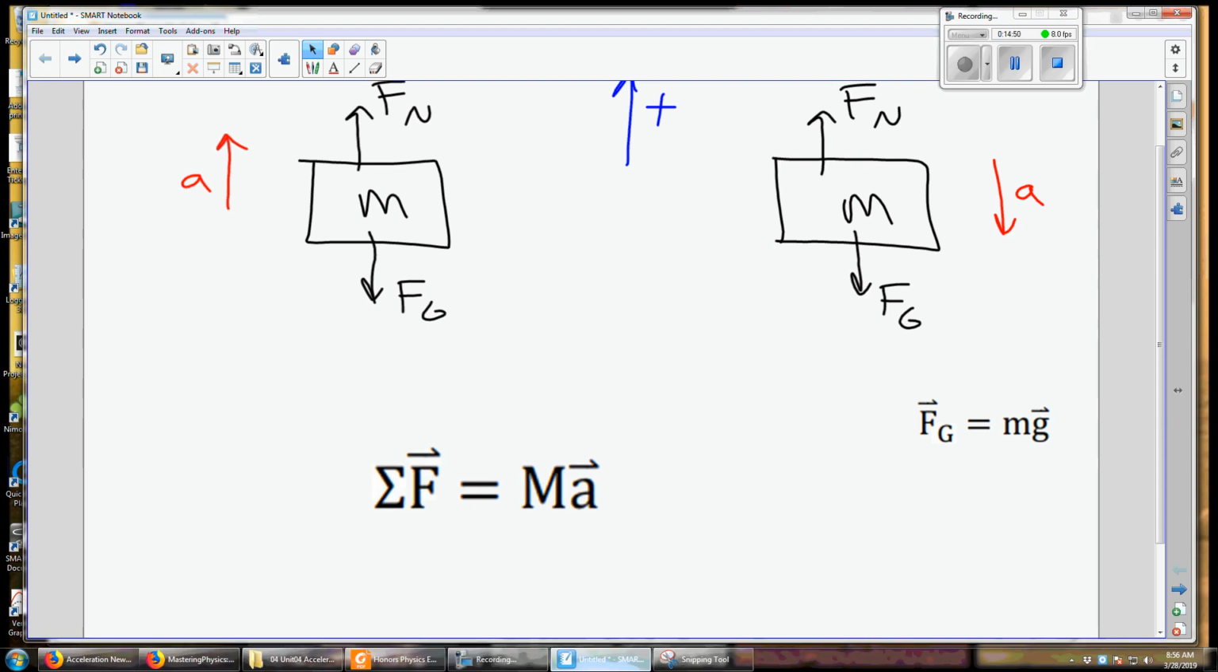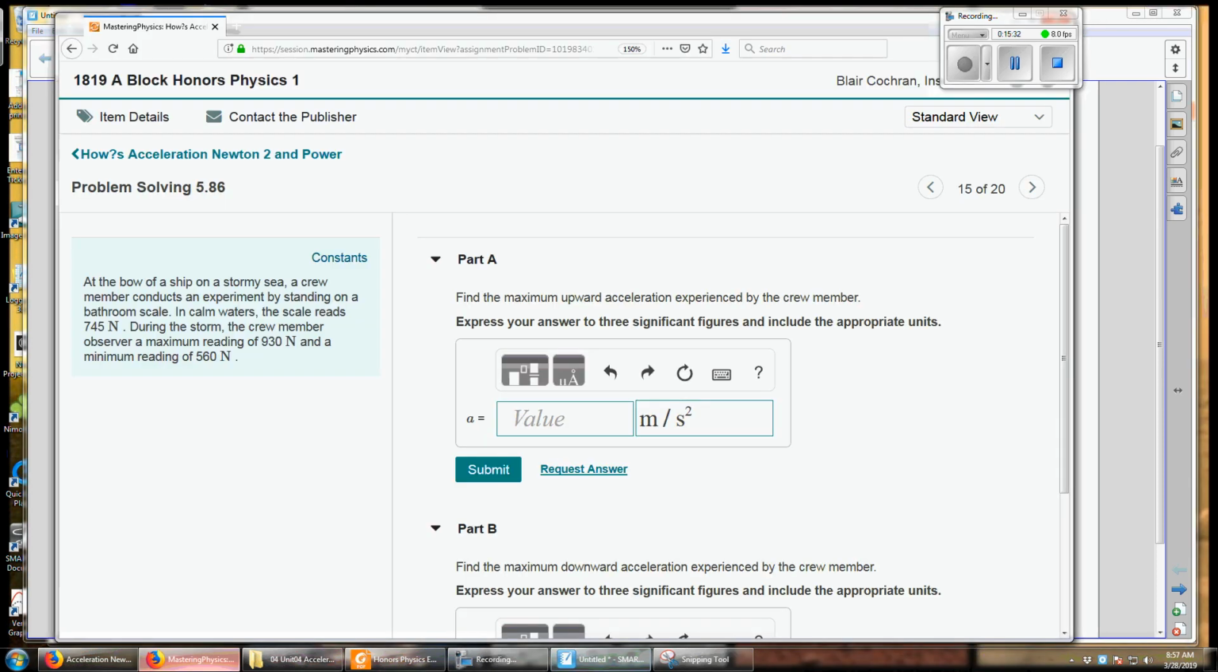And I remember that summation, that sigma up front, means add up all the forces. So let's take the first case when we're accelerating upwards. Is my normal force positive or negative? Positive. And my gravitational force is negative. And remember, this gravitational force, for me, is 745 newtons.